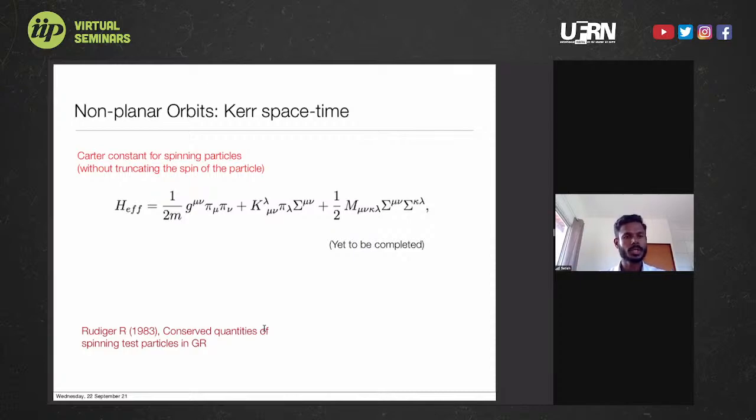For that, we need to understand, of course, all the black holes in the galactic centers are spinning. All the black holes are spinning. So we need to understand Kerr spacetime. That's what eventually we need. To understand that, we need a Carter constant of motion for describing the spinning particles.